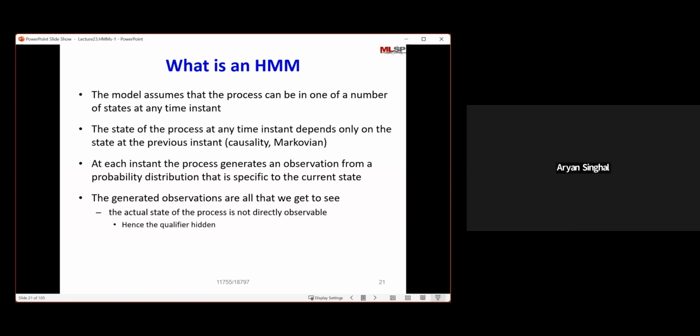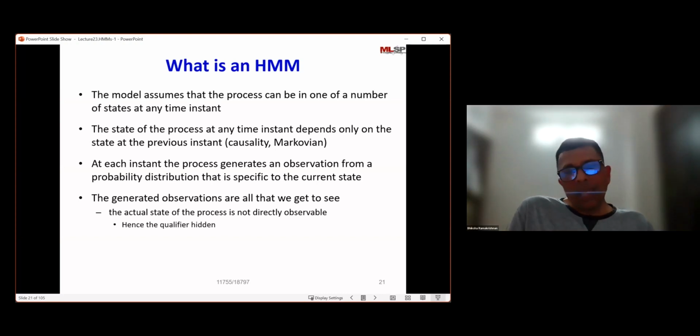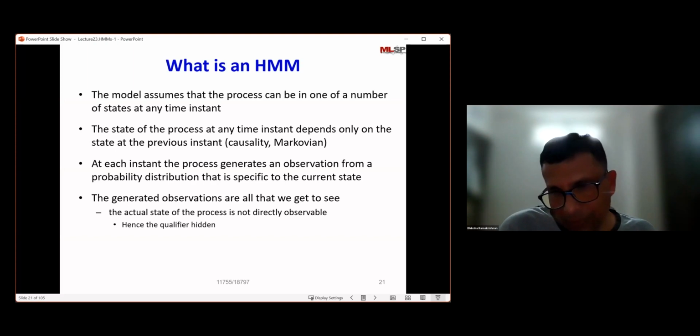Yeah, so in this problem, the sound pressure that we are observing is the Y, the second level variable, and the state is the first variable, whether it's idle or accelerate. Exactly. Okay. Any other questions?